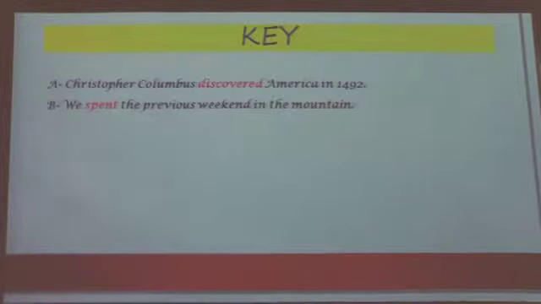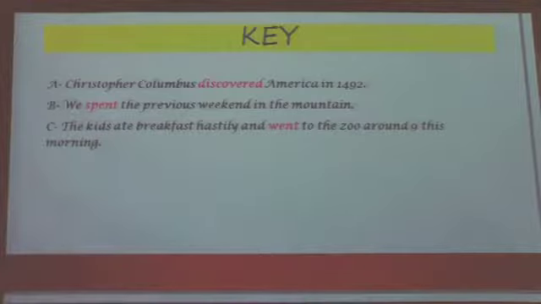Then the third one, C, the kids, we have the verb eat breakfast hastily. And the second verb is go to the zoo around 9 this morning. Here you are. The kids, so the first verb, here it is, ate. Okay, the past of eat is ate, an irregular verb. Breakfast hastily and went, the verb to go, went to the zoo around 9 this morning.